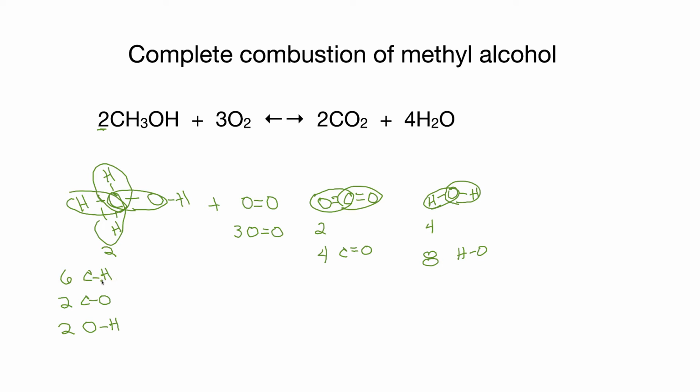Okay, so from here, now we would go to our chart and look up what the bond energy is for a carbon-hydrogen bond, multiply it by 6, the bond energy for carbon-oxygen, multiply it by 2, and oxygen-hydrogen, multiply it by 2. That would give us all the energy for that methyl alcohol. Same thing for the double bonded oxygens, multiplied by 3, and then the carbon-oxygen here multiplied by 4, and the hydrogen-oxygen multiplied by 8. Remember that these over here are the products, and these over here are the reactants. So when we find our enthalpy, which is delta H, it's going to be all of these values minus all of these values. Okay? All right.